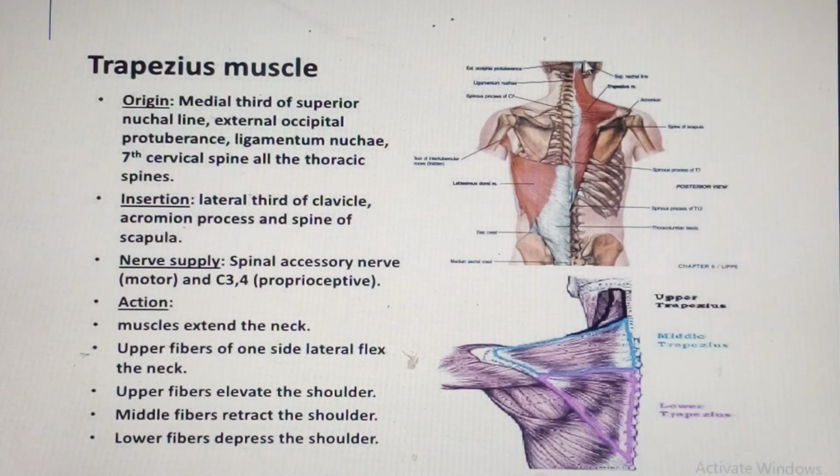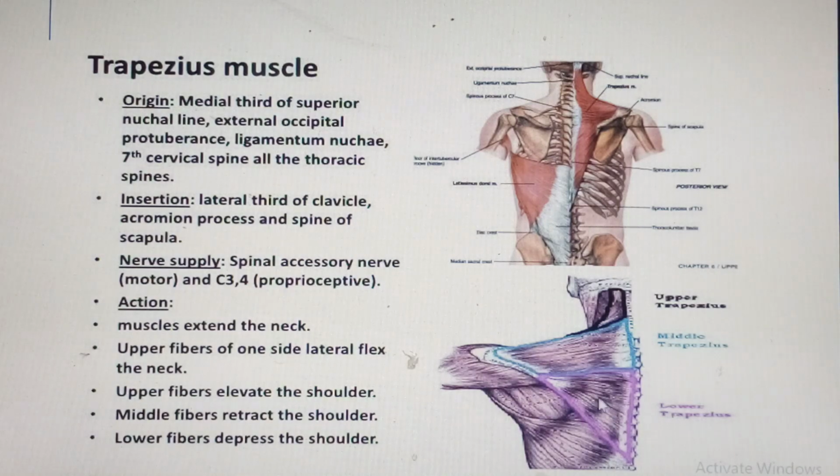Apart from that, it originates from the medial aspect of the superior nuchal line. Then, the ligamentum nuchae, and of course the spine of C7, as well as all the spines of the thoracic vertebrae. That's the vast origin.